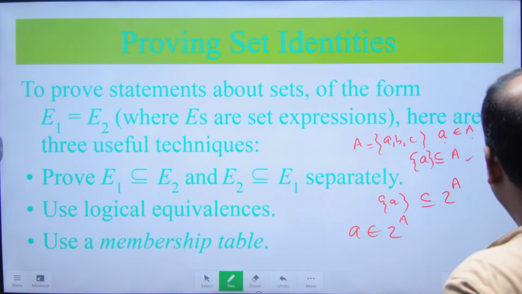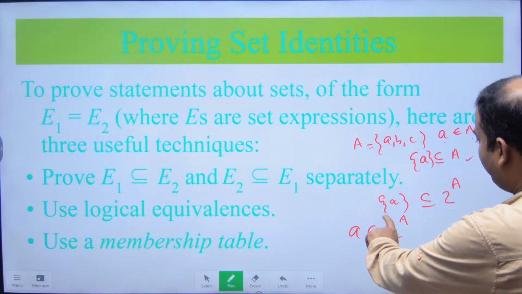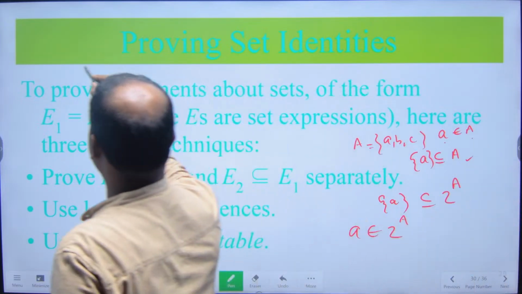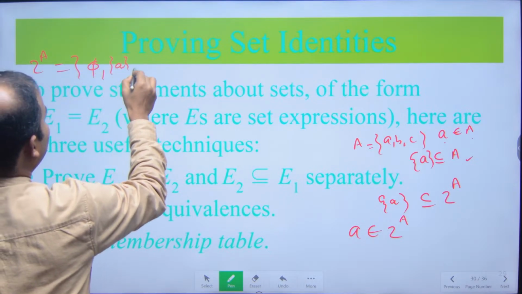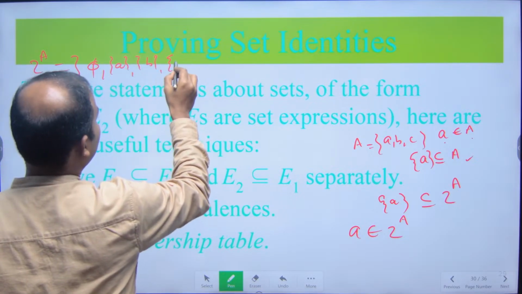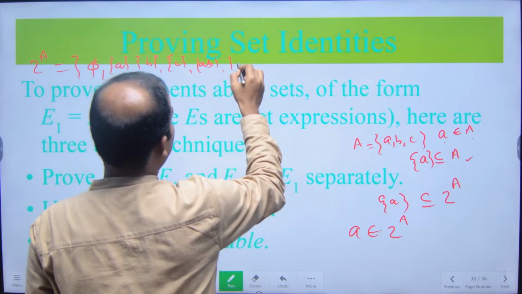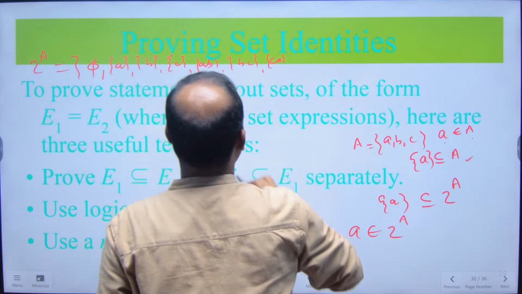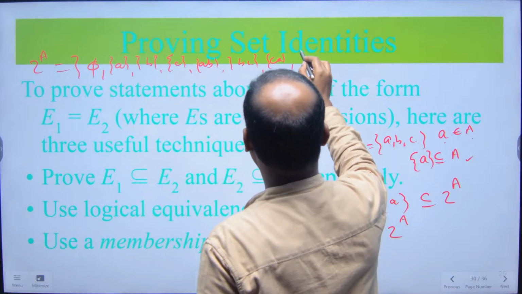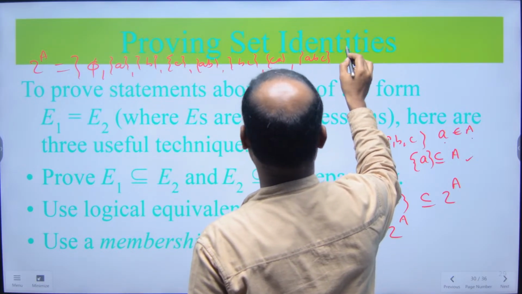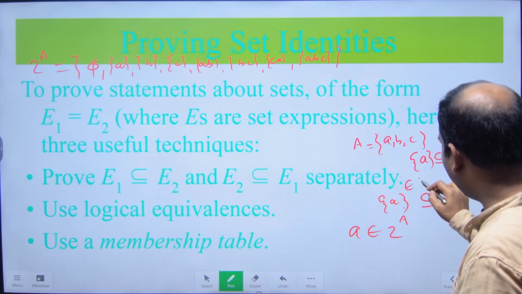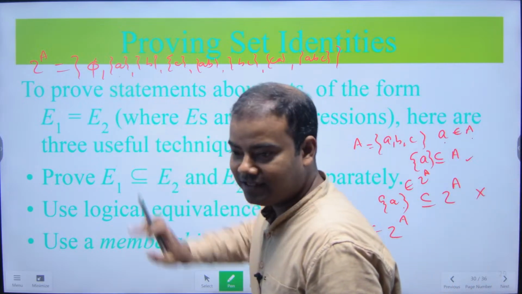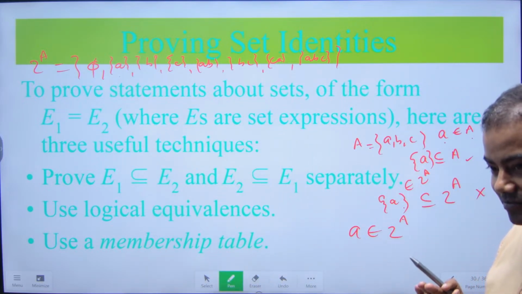Yes, okay. A is an element of this, but what is the power set of A? The power set of A, meaning 2 raised to power A, is this one: phi, A, B, C, AB, BC, CA, ABC. 2 raised to power 3, 8 elements. So this is wrong. Is it clear now? Actually, this A is an element of the power set of this. This is an element, but that is not a subset. Is it clear now? That is not a subset of the power set.